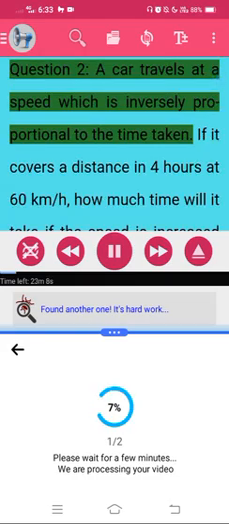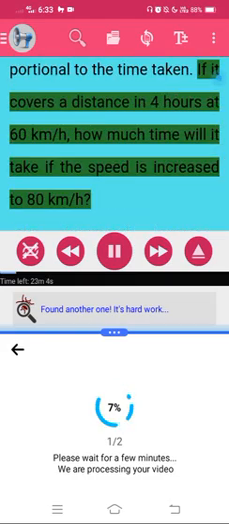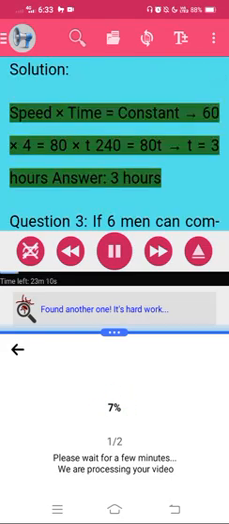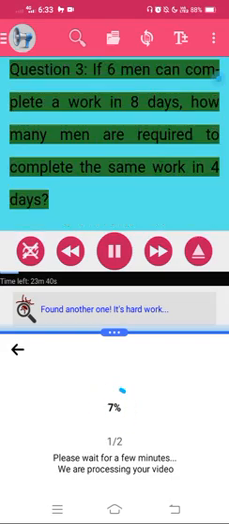Question 2. A car travels at a speed which is inversely proportional to the time taken. If it covers a distance in 4 hours at 60 kilometers per hour, how much time will it take if the speed is increased to 80 kilometers per hour? Solution. Speed times time equals constant, so 60 times 4 equals 80 times t, 240 equals 80t, so t equals 3 hours. Answer, 3 hours.